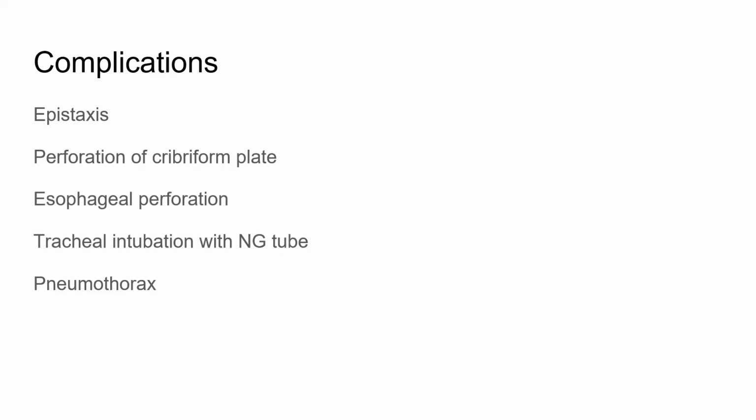The complications. There are some complications while inserting the nasogastric tube or after insertion. One is epistaxis, perforation of the cribriform plate. If the push is so strong, it may also cause perforation. Then esophageal perforation. Tracheal intubation with the NG tube can also cause pneumothorax. So these are some of the complications.